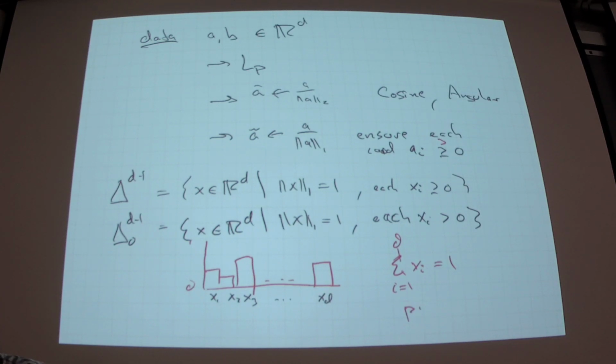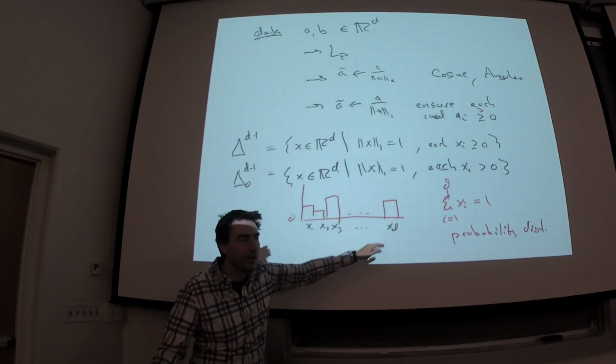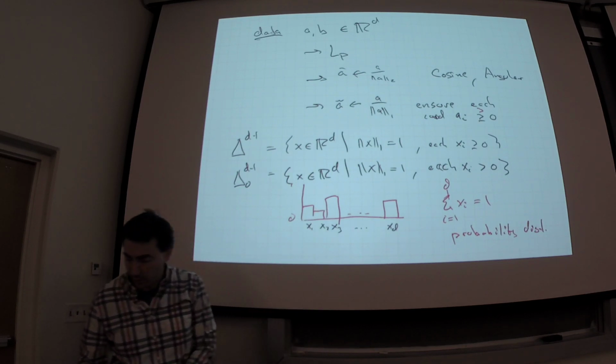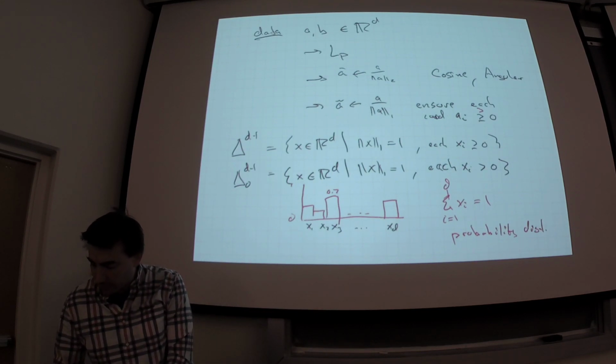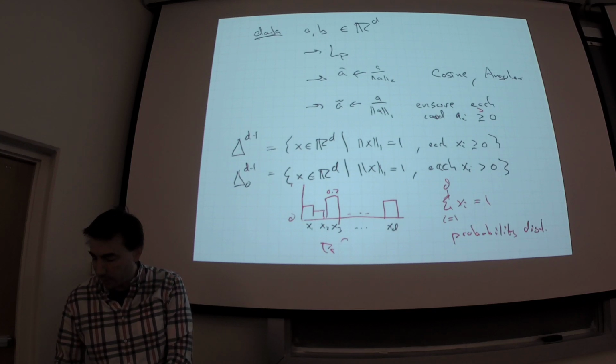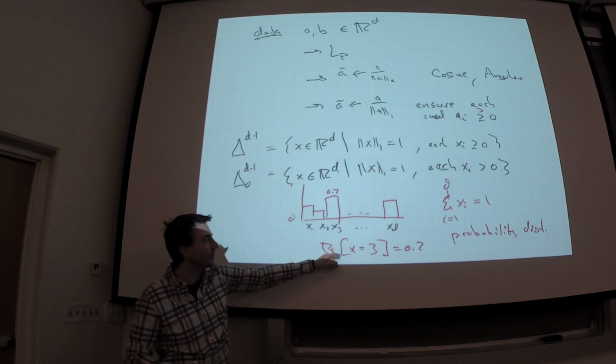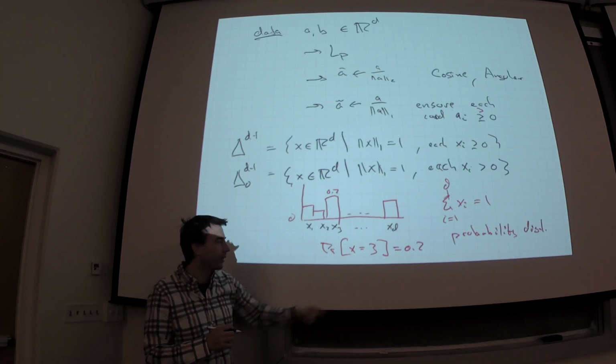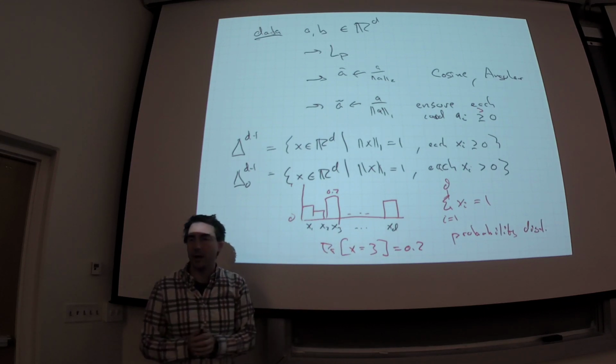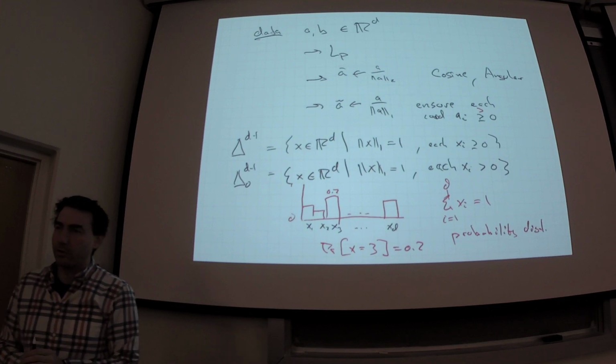Yes. So I can think of this as a probability distribution, right? Now it's describing a probability over these coordinates. So if this value is 0.2, then I can say the probability that x is equal to 3 is equal to 0.2. It's effectively saying this, right?